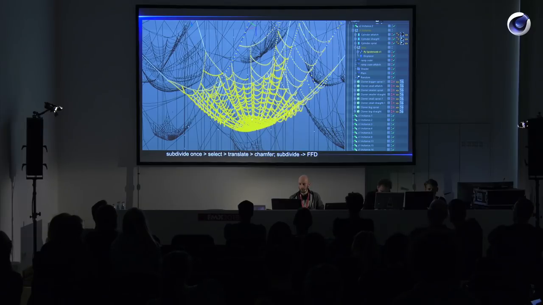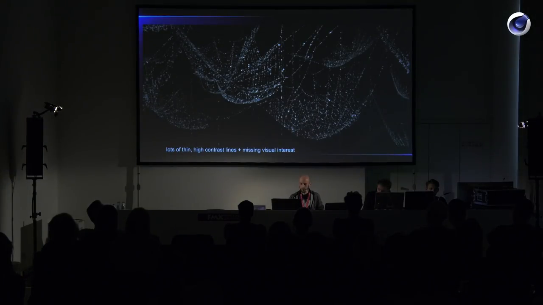Then I did a chamfer on that point, subdivided the whole thing again, and then pulled the whole map web down with an FFD object. And for the animation, I created a displacer that would give it some kind of wobble, windy movement.